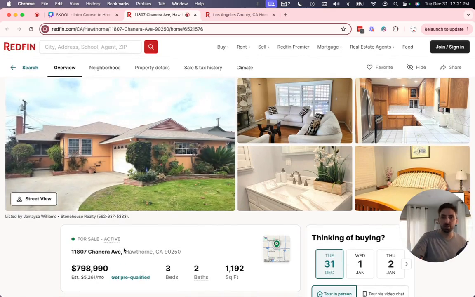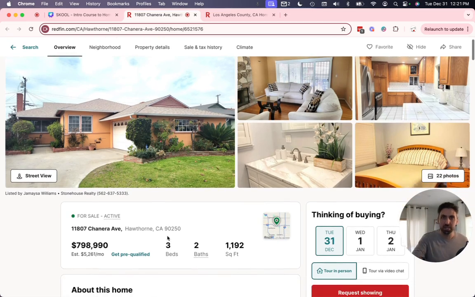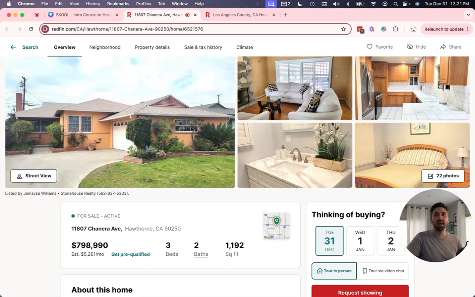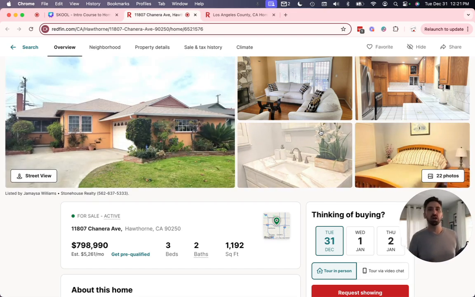And it's in Hawthorne, and it's listed for $798. It's 3 beds, 2 bath, and it's about 1,200 square feet. And also, you can see here that the updates have not yet really been made. It's not as modern of a house.